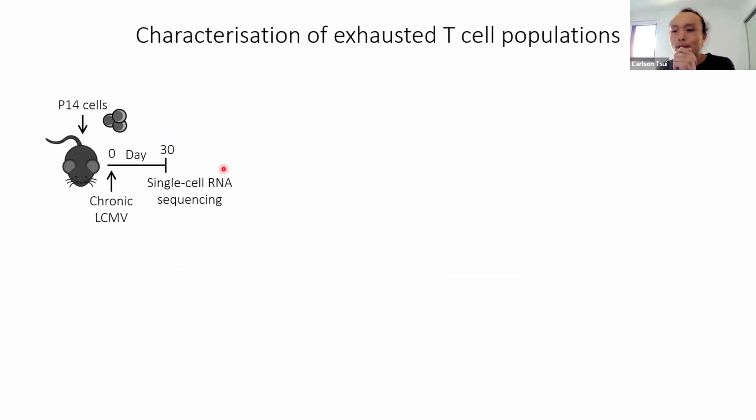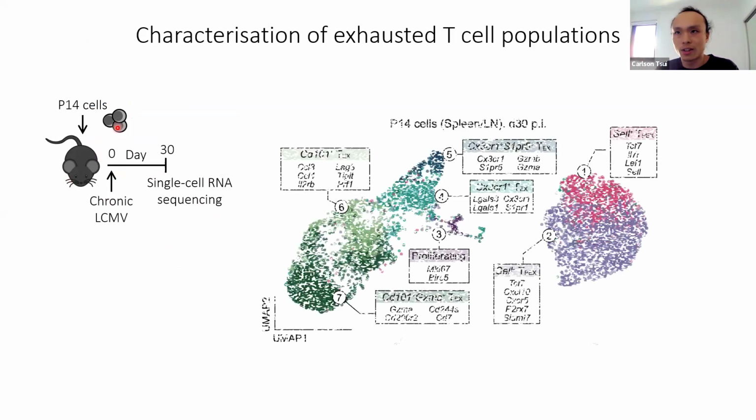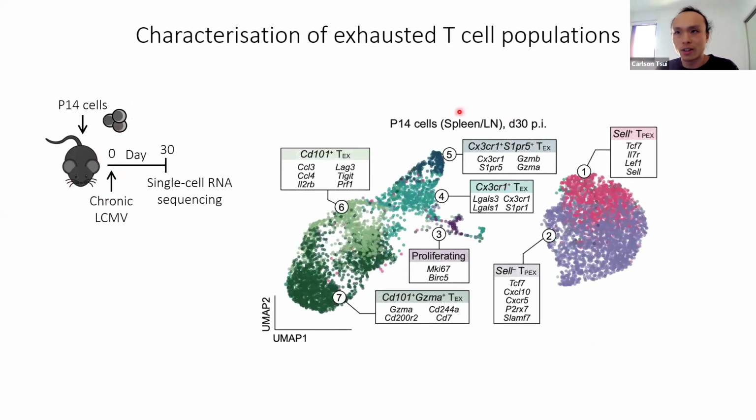So to look for potential transcription factors that instruct different TEX cell fate, we did single cell RNA sequencing of exhausted P14 cells in the context of chronic LCMV, from the spleen and the lymph node. We found we can identify cells that exhibit a T-PEG phenotype. We have CD62L positive T-PEG cells here on the right, and CD62L negative T-PEG cells, and also subsets of CX3CR1 positive TEX, and CX3CR1 negative or CD101 positive TEX cells.